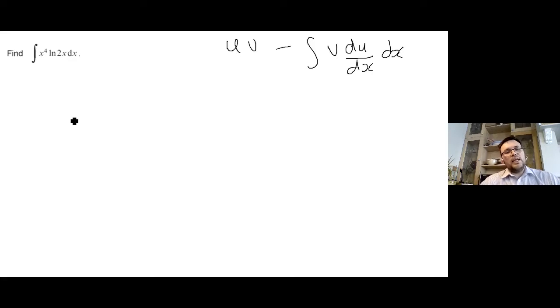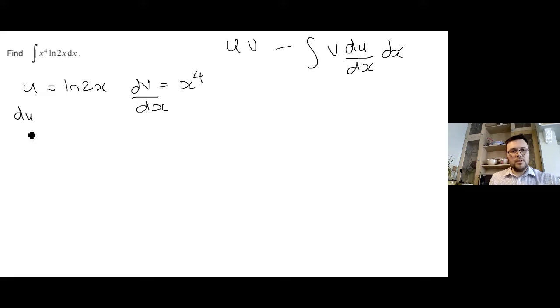So if I was to integrate x to the 4, that's just going to increase the power. It's not going to help me at all. And I can't, unless I do integration by parts, integrate log. So what we do is we take u, which is the one we're going to differentiate, which is log 2x, and the v is going to be x to the 4. Sorry, dv by dx is x to the 4.